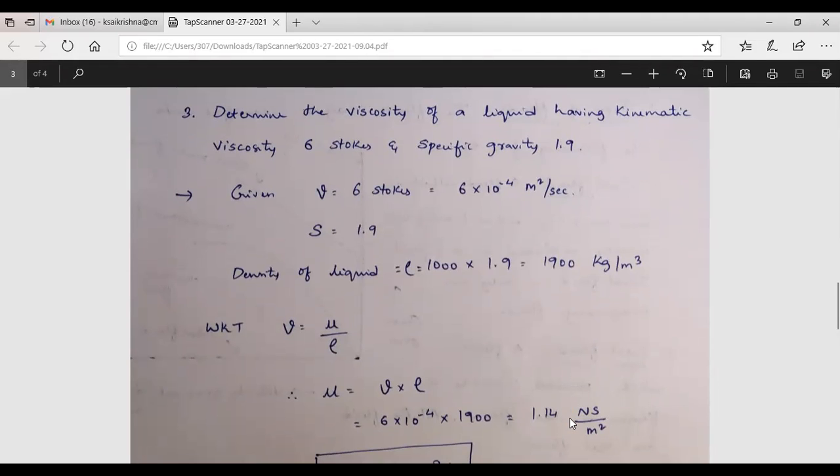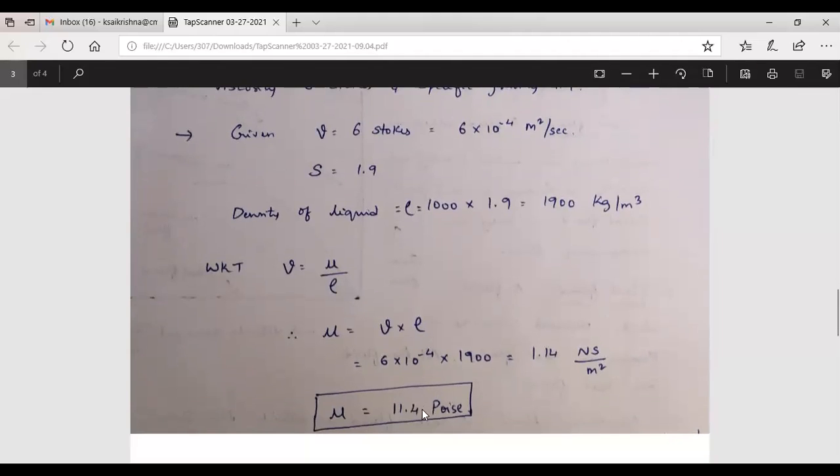I want it in poise. What you have to do is multiply this by 10, because 1 poise equals 1 by 10th of Newton second per meter square. So 1 Newton second per meter square equals 10 times poise. So you get 11.4 poise. Any doubt in this problem? This type of problem will be for 2 marks. If you have any doubt, please ask now only.